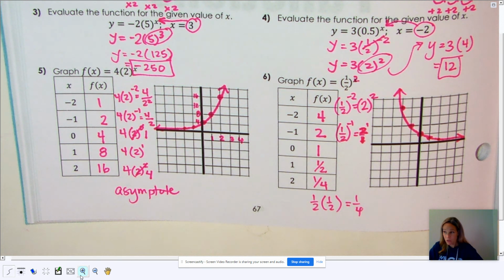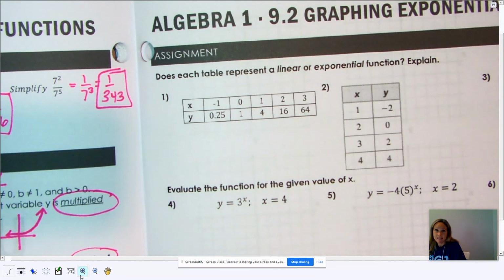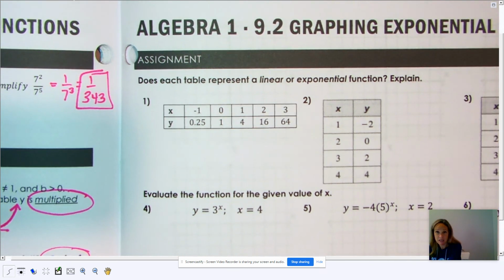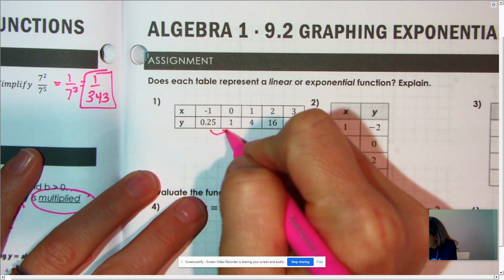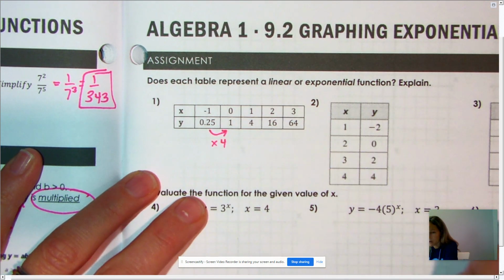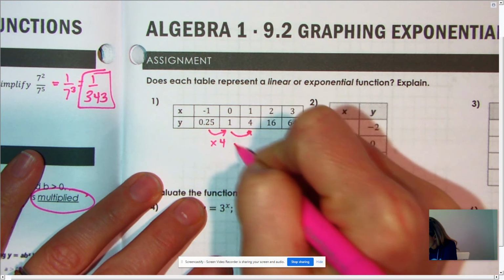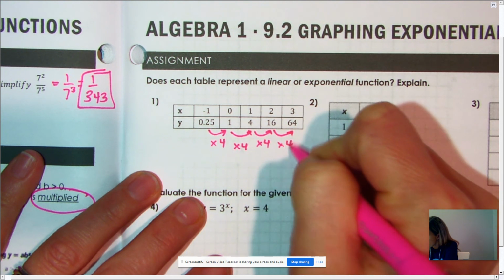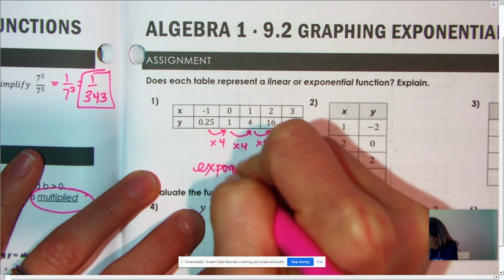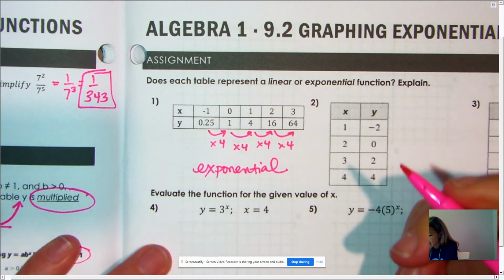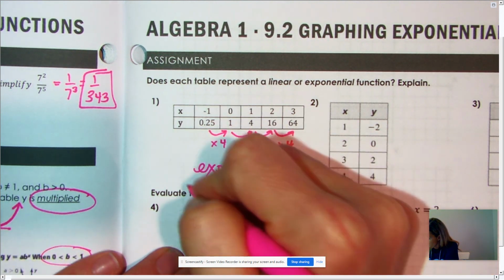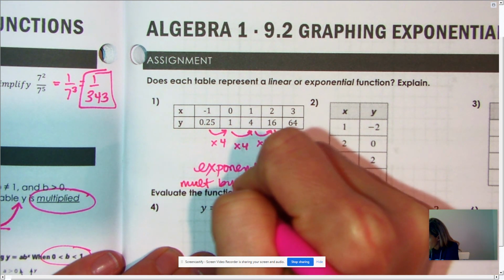We are going to move on over to the odd homework problems. So question number 1 says, does each table represent a linear or exponential function? Please explain. So this one, to get from 1/4 to 1, I multiplied by 4. To get from 1 to 4, I multiplied by 4. 4 to 16 times by 4, 16 to 64 times by 4. So this one would be exponential, and it has a constant ratio instead of a constant difference. So you could say multiply by 4 each time.